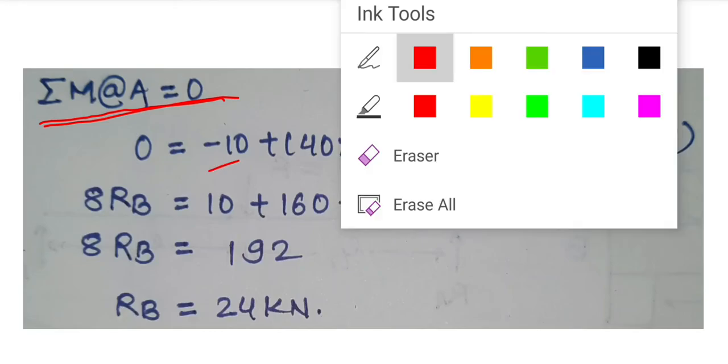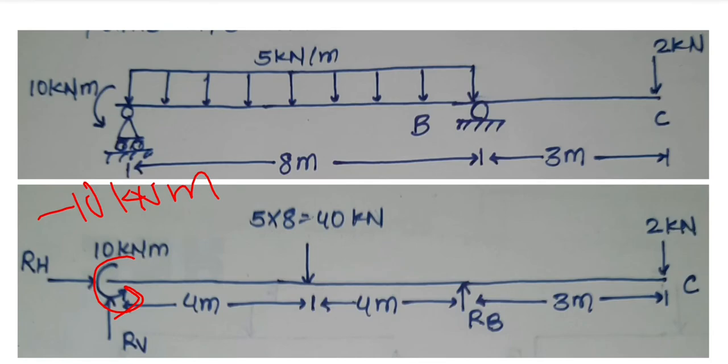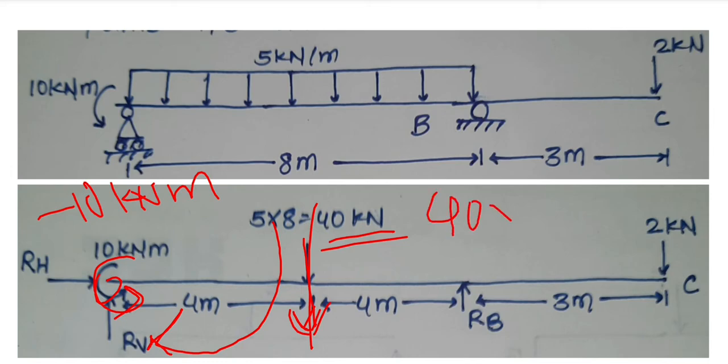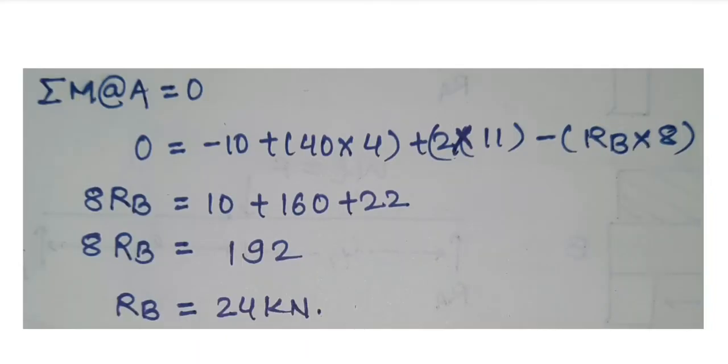Now also we know that this is a 40 kilonewton force in perpendicularly downward direction. So at this point, if we visualize this force, it will be in clockwise direction. And what will be the magnitude of the moment? 40 into this distance, 40 into 4. See here, we have written plus 40 into 4.